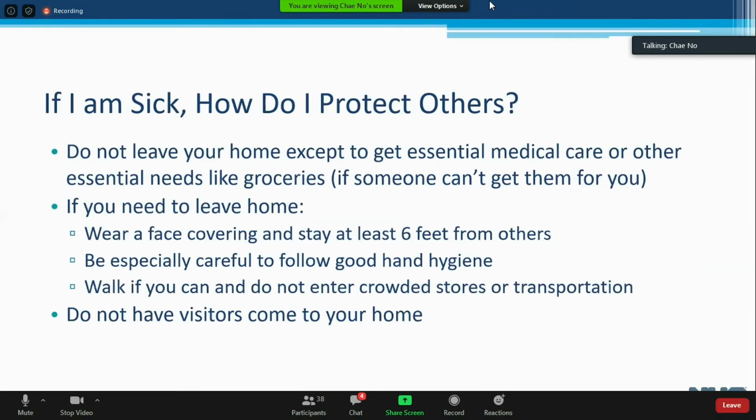If you're sick, don't leave your home except to go to your doctor's office or get essentials like groceries. Please, please, please have a face covering on. Stay at least 6 feet from others, and follow good hand hygiene. And if you need to, walk if you can. Don't enter crowded stores or transportation, and please don't have visitors come to your home. That's the catch.